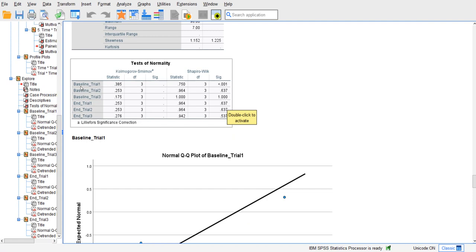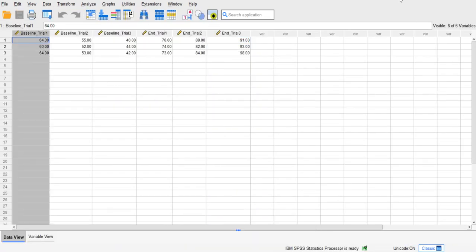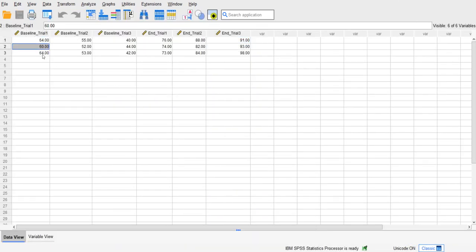So you could look at log transforming this first set of data, which in our input, so baseline trial 1, would be here. So I think it's because this is not the same as these two. So this is acting as an outlier essentially. So you could do a natural log transformation of these data and then run the normality test again. But that's pretty much it.